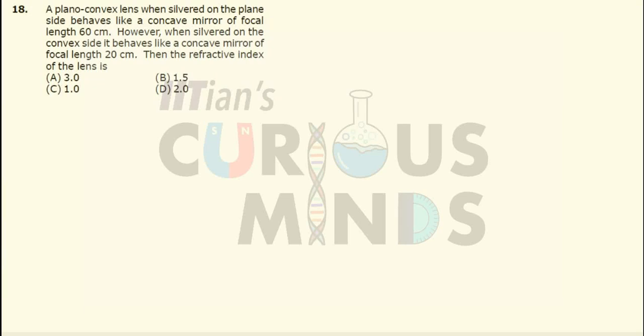A plano-convex lens, when silvered on the plane side, behaves like a concave mirror of focal length 60 cm. However, when silvered on the convex side, it behaves like a concave mirror of focal length 20 cm. Then the refractive index of the lens will be equal to. Now, first of all, understand that. Let us take the first case.